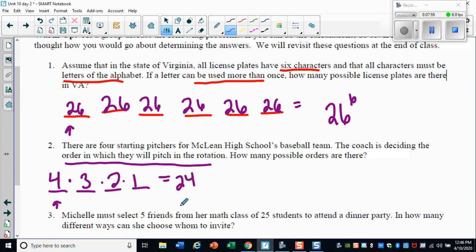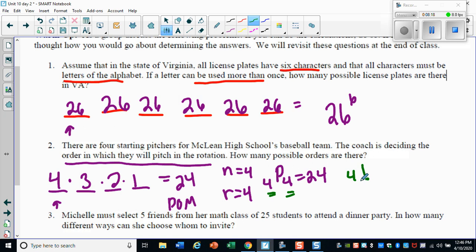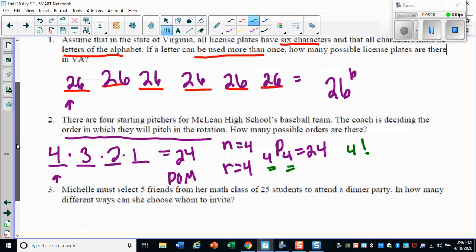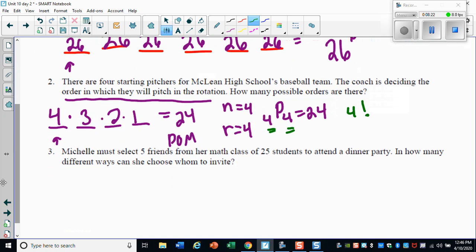Now, in this case, order matters. So remember, permutation, order matters. So you can think of this as n is equal to 4. There are a total of 4 pitchers. How many positions? 4 positions. So 4P4 also gives you 24. Or since you have 4 players in 4 positions, you can also use 4 factorial. So many ways to do this one.